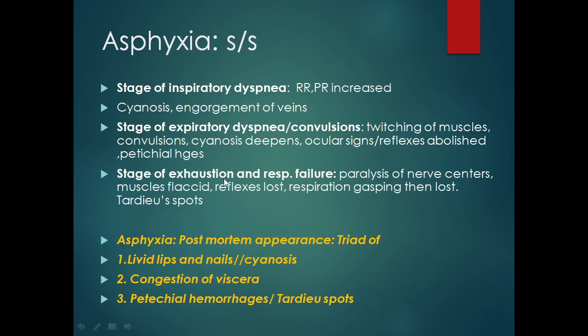Then the stage of exhaustion and respiratory failure. The paralysis of nerve centers will be there, muscles are flaccid, reflexes are lost, and respiration is gasping and then lost. There will be tardieu spots. Remember, tardieu spots are petechial, pinpoint hemorrhages above the level of constriction. So these are the various stages of asphyxia.